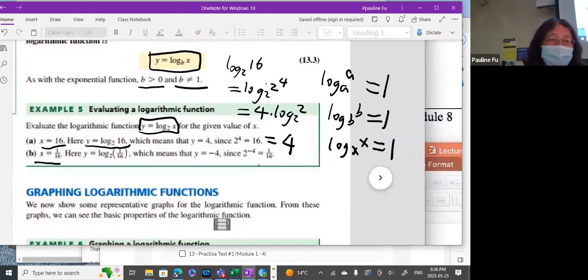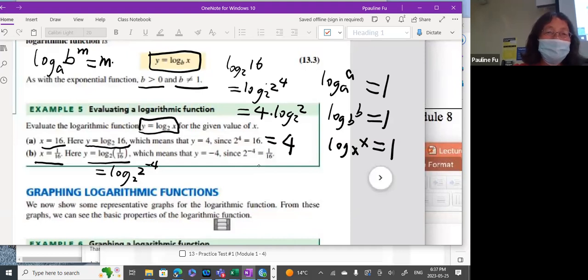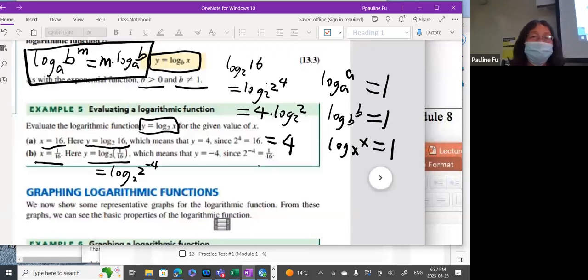Next, if x equal to 1 over 16, you plug in x equal to 1 over 16, and this one becomes log 2 of 1 over 16. 1 over 16 is 2 raised to power negative 4. I want to write down the property: if you have log a of b raised to power m, you can move m in front of log. This is a property. So we move negative 4 in front of log, and this is just negative 4. Questions?